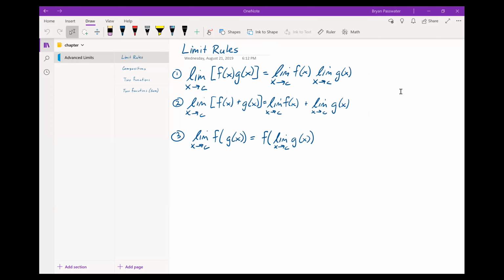These are our common limit rules that we see in most textbooks, right? We see the limit of a product of f and g is equal to the limit of f times the limit of g. We often see the limit of a sum of f plus g is equal to the limit of f plus the limit of g. And then we also see the composition, that the limit of the composition f of g is equal to f of the limit of g. And these are three basic rules that we've applied.